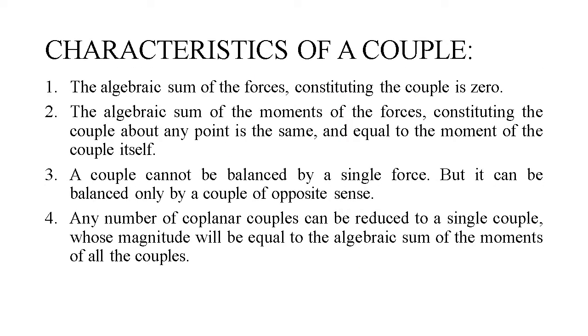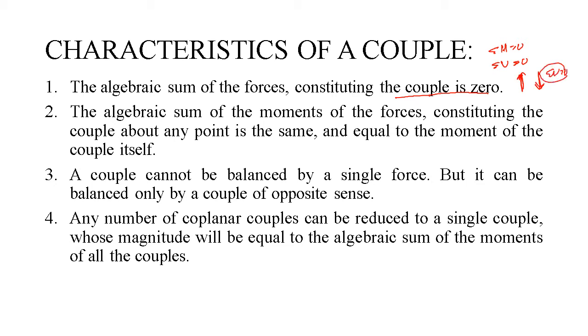Characteristics of a couple. Normally there are four characteristics. First, the algebraic sum of the forces constituting the couple is 0. Total forces of the couple is 0, means summation H equal to 0 or summation V equal to 0. This one is up, this one is down, both magnitudes are the same, so their summation of V equal to 0.